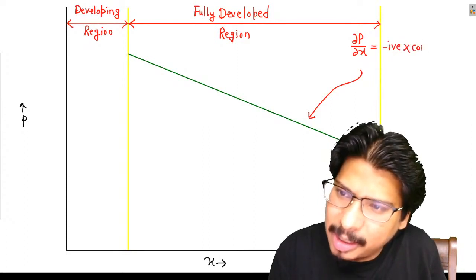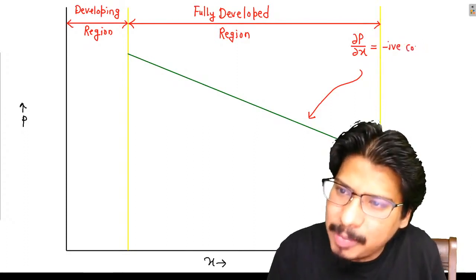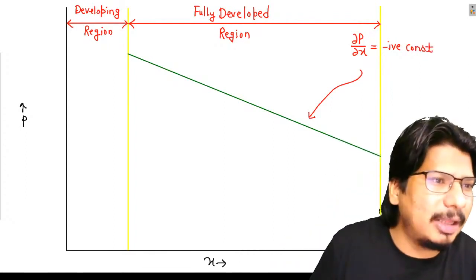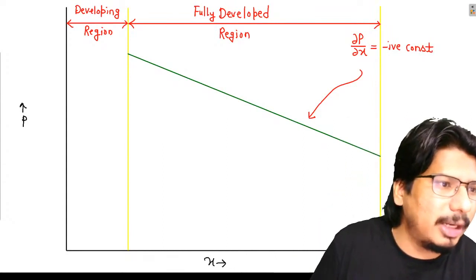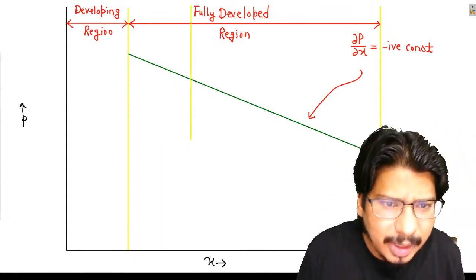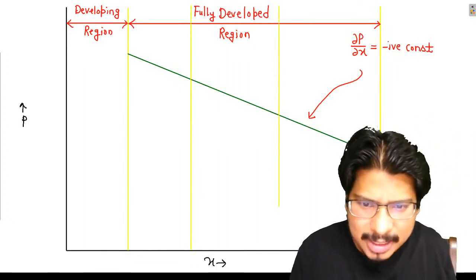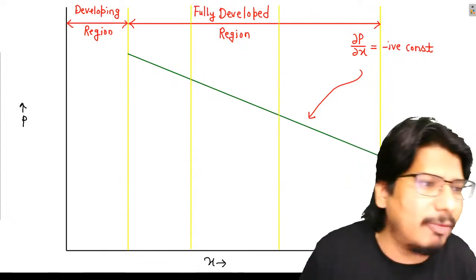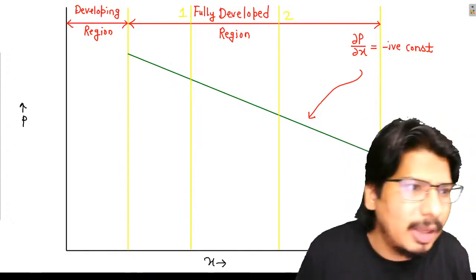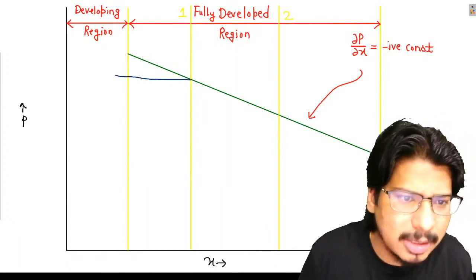Keep this in mind beta. Dou p by dou x will be a negative constant. Look carefully, I will give you an example so that you can understand in a better way. Let me say this is one cross section, and this is another cross section. Suppose I have taken two cross sections: this is cross section 1 and this is cross section 2. Then you can observe, my friends, let us suppose the pressure at this cross section is P1.